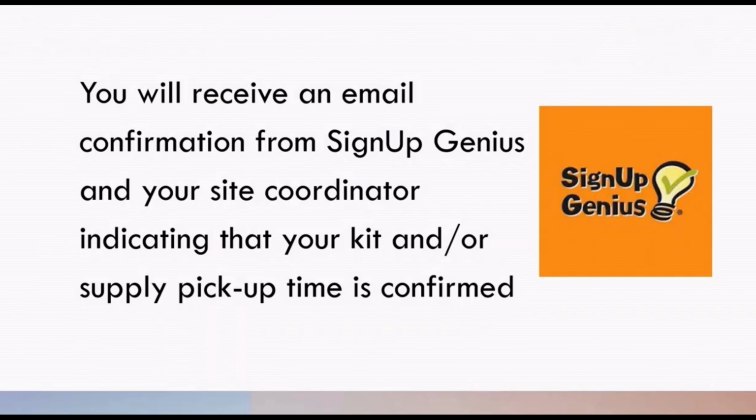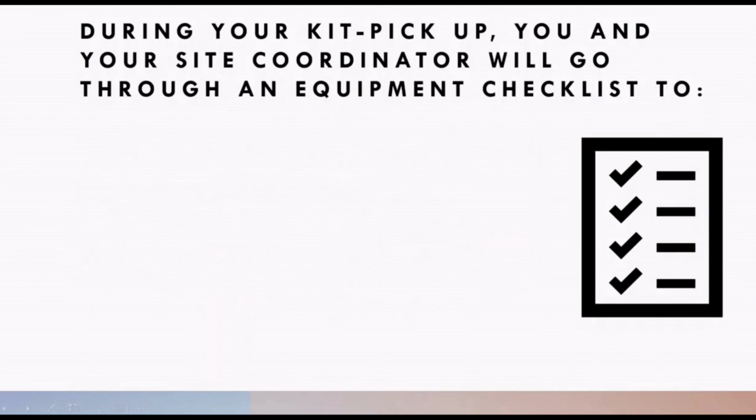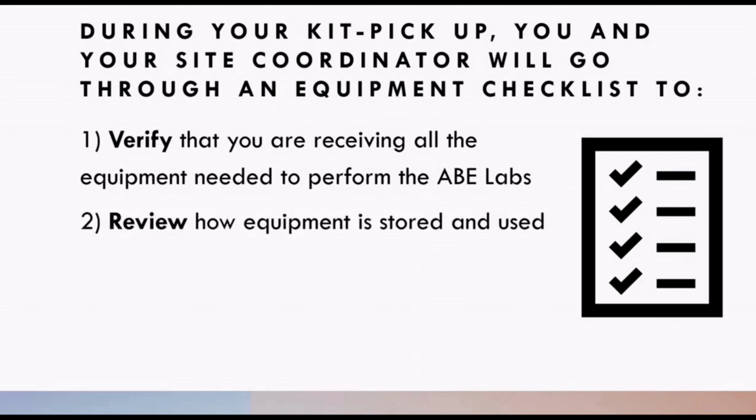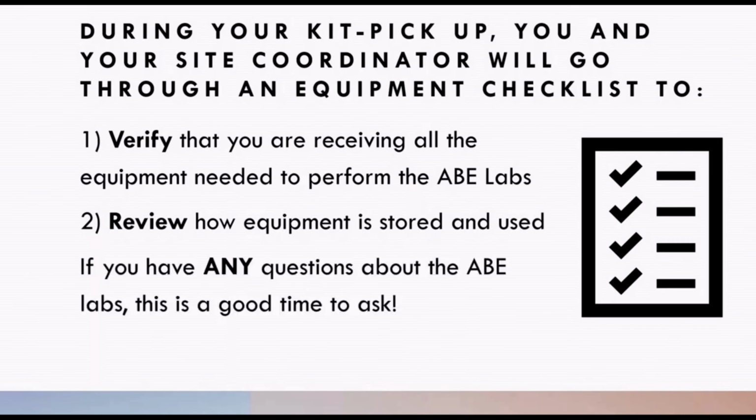Once you submit your Sign Up Genius form, you will receive an email confirmation from Sign Up Genius and your site coordinator indicating that your kit and/or supply pickup time has been confirmed. During your kit pickup, you and your site coordinator will go through an equipment checklist to 1. Verify that you're receiving all the equipment needed to perform the ABE labs, and 2. Review how equipment is stored and used. If you have any questions about the ABE labs, this is a great time to ask.